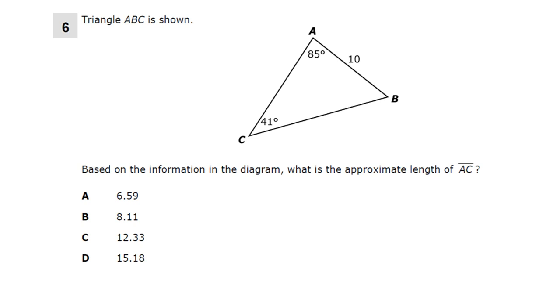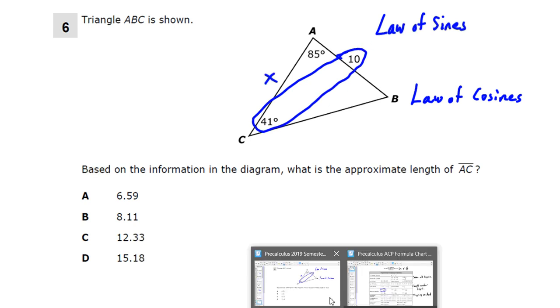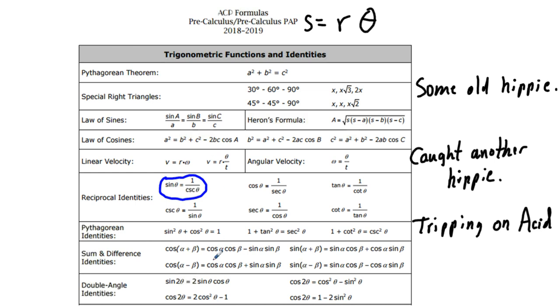Triangle ABC is shown based on the information in the diagram. What is the approximate length of AC? So we want this distance over here for AC. What are we going to use for this? Well, we don't have a right angle, it looks like. So where we don't have a right angle, we're going to have law of sines or law of cosines. Right now we're looking for law of sines. We want a known side opposite a known angle. So that's what we have. And here is our law of sines someplace in here. There we go.